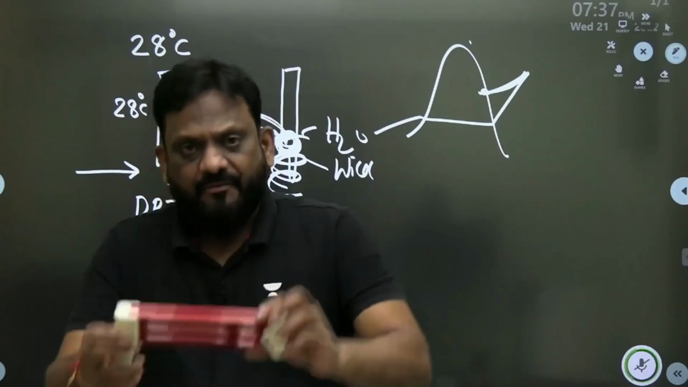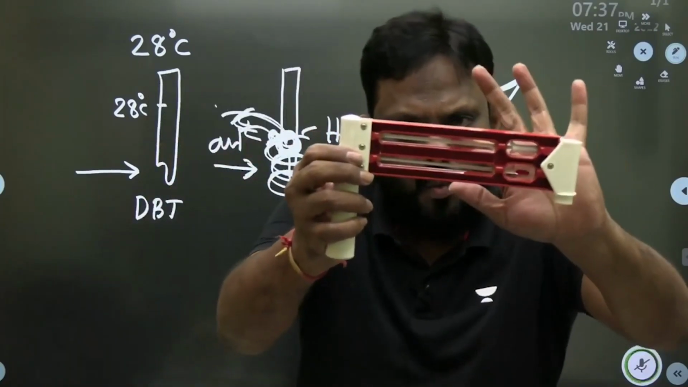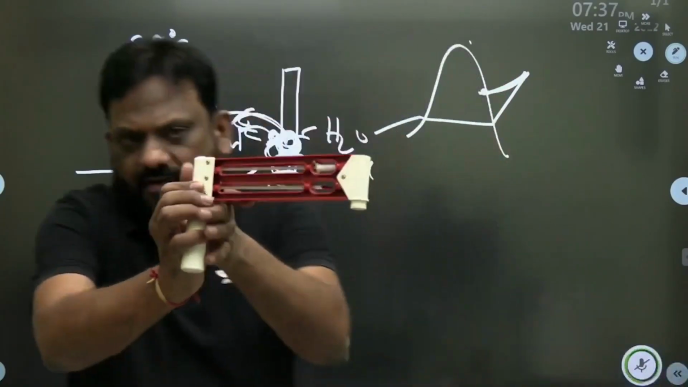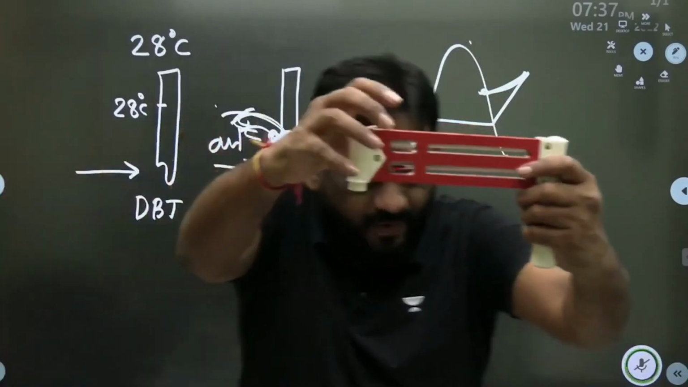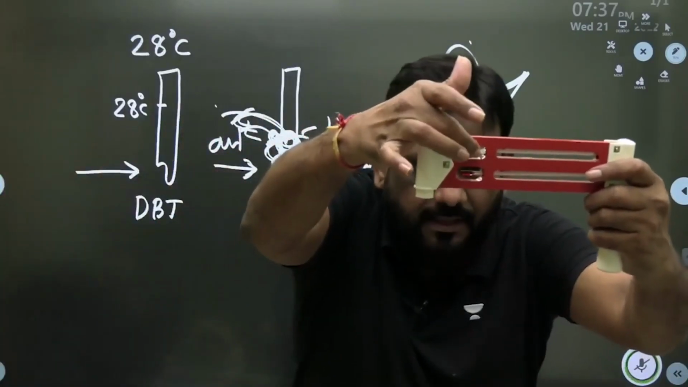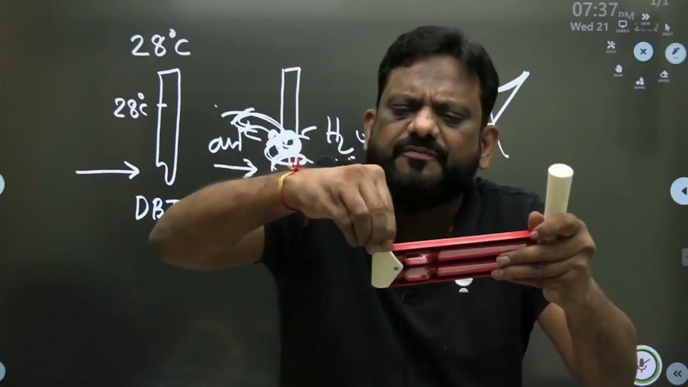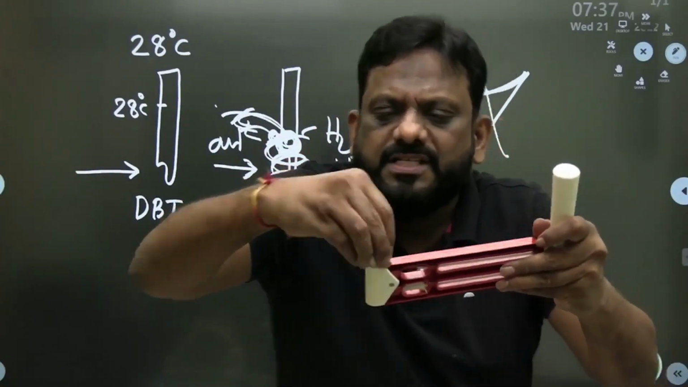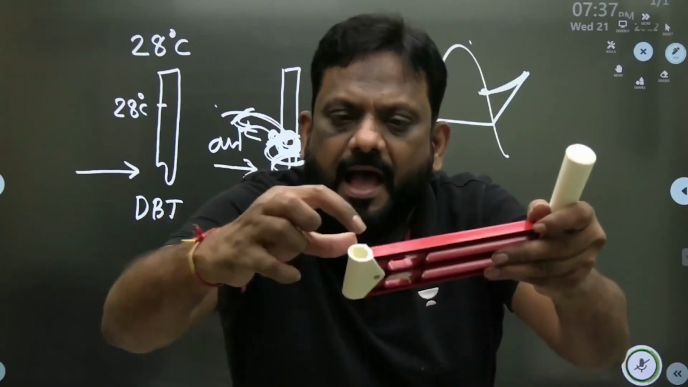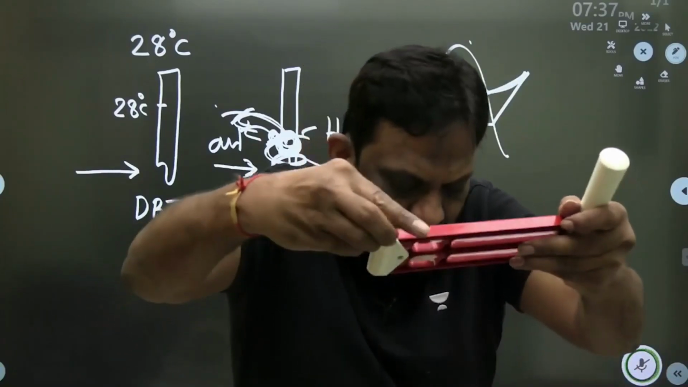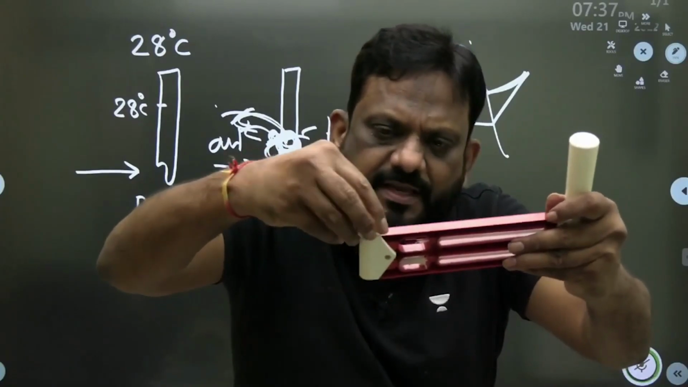Now look, sirs, we have two thermometers here, 1 and 2. Let me show you very clearly. One is covered with a cotton cloth, this wet wick, and it is saturated. I have poured sufficient water in this. Now this wick is saturated.